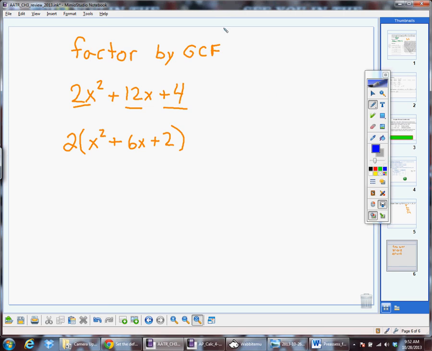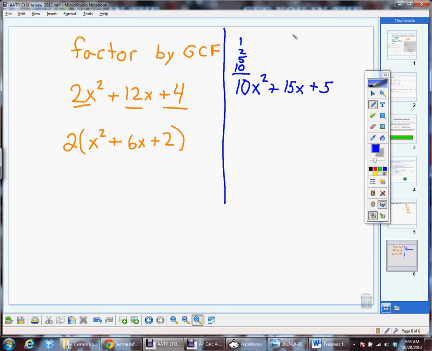Let's move to a second problem. The second problem I'm going to make up would be 10x squared plus 15x and plus 5. Now if I listed the factors of 10, I'll just list them up here. It's 1 and 10 and 2 and 5. So those are all the factors that multiply to 10.